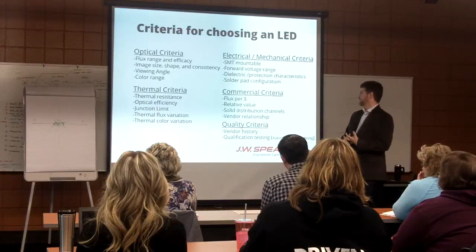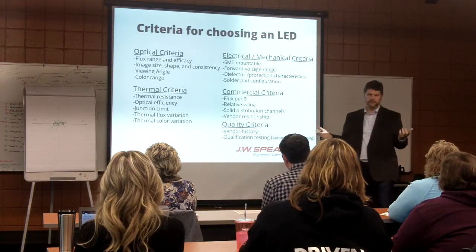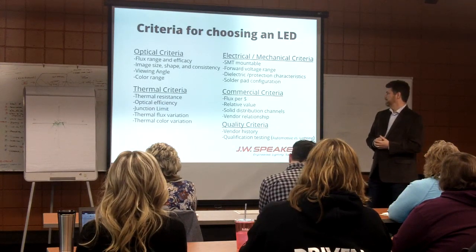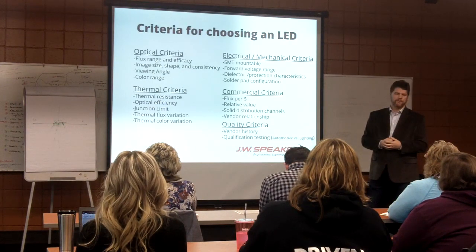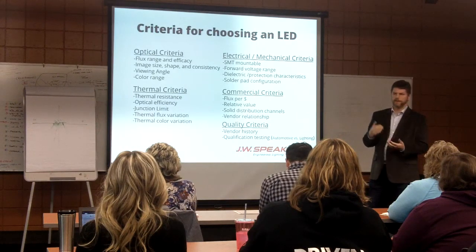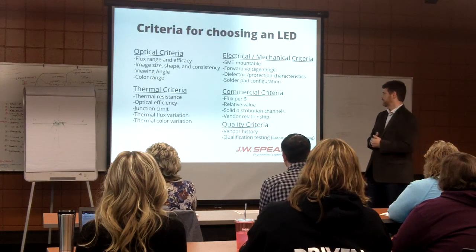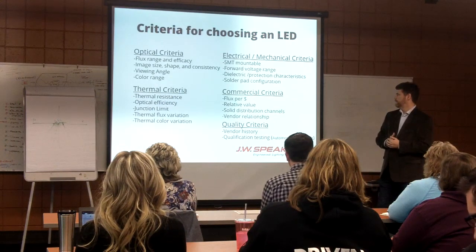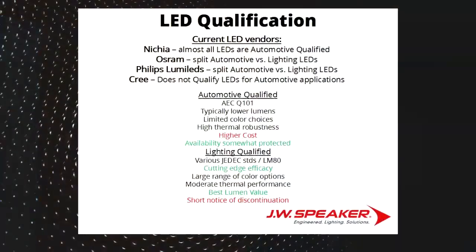There's also commercial criteria. Obviously, we want to get the most LED for our dollar. And we don't want a disrupted distribution channel either. So we want to make sure we can maintain a solid flow of LEDs for our products. And then the quality criteria, which is partially based on vendor history, but then also the actual qualification plan that the vendors put it through. Our main LED vendors right now are Nichia, Osram, Philips, and Cree.